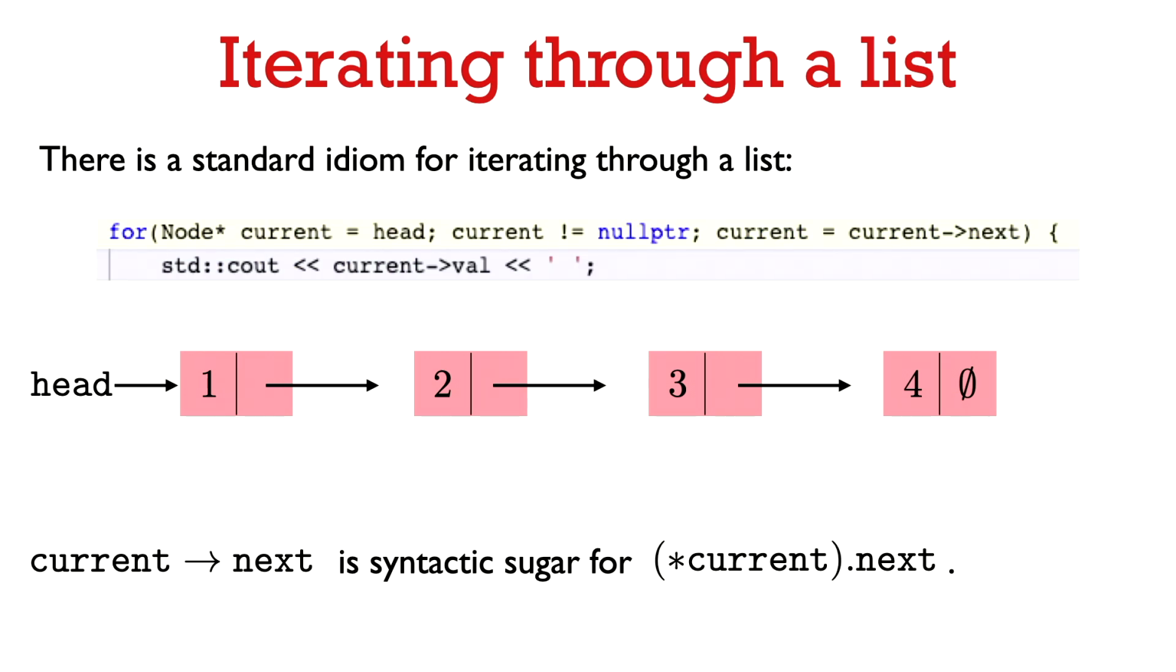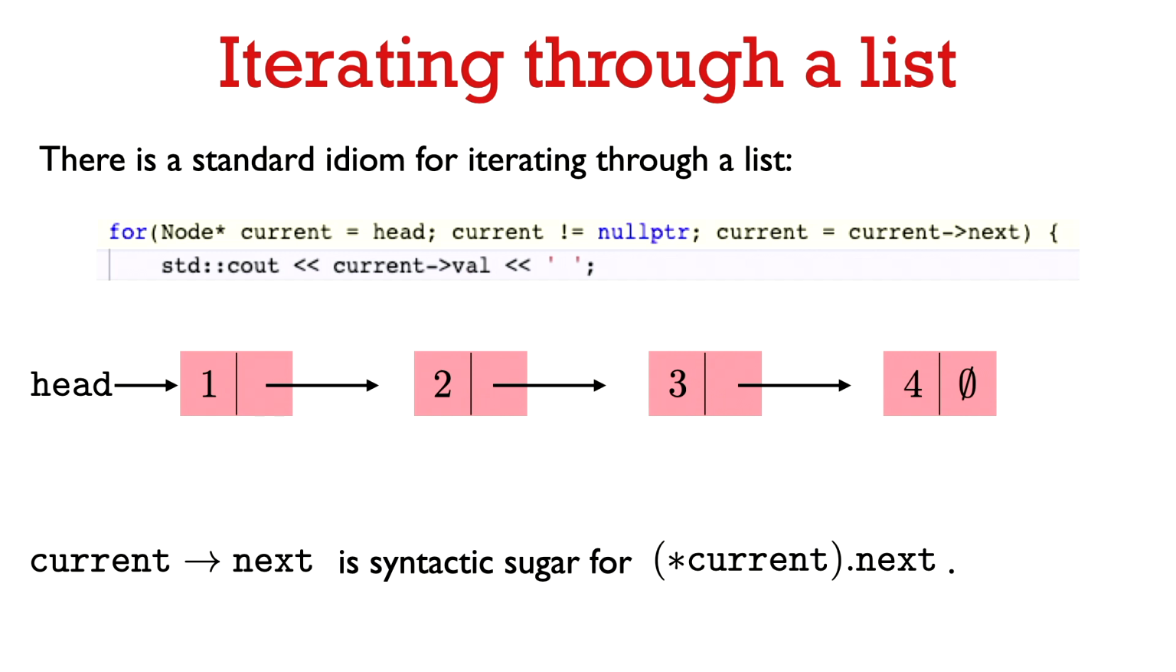So here's how you can iterate through a linked list. This is a standard idiom, just like when you have a vector, saying for i equals 0, i less than size, plus plus i. This is the same kind of thing. This can just be like automatic code that you can type out.